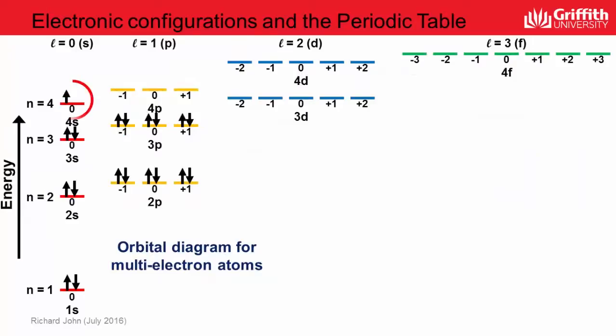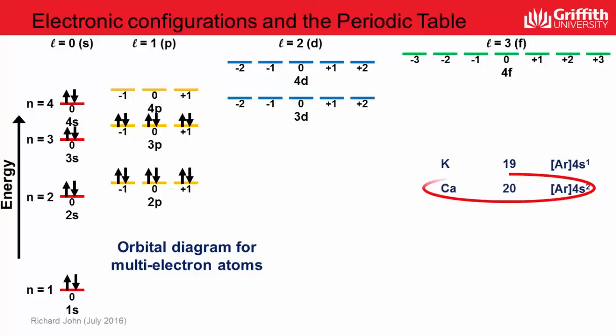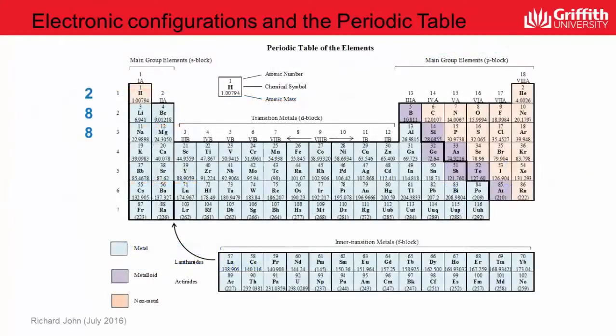And we can keep going, get into the n equals 4 shell, so that's potassium, number 19, and number 20 there is calcium. We can see that those 2 elements there correspond to elements 19 and 20, the first 2 elements in the 4th period, and they are in the S block, and the 4s subshell was filling.